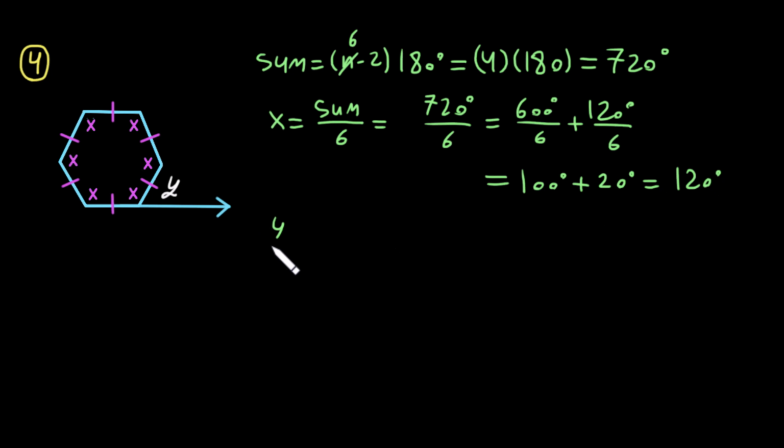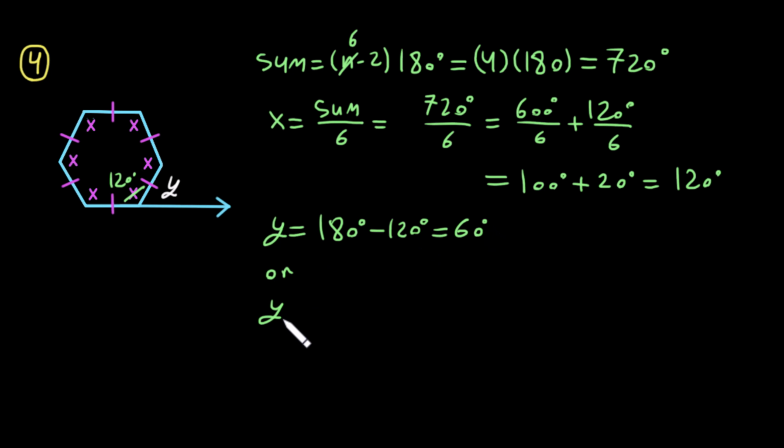Now to find y, simply you can say 180 degrees. So this x here is equal to 120 degrees. So each x is 120 degrees. So 180 degrees, because this is a straight angle, minus this x. So 180 minus 120 is 60 degrees. So we found this y.